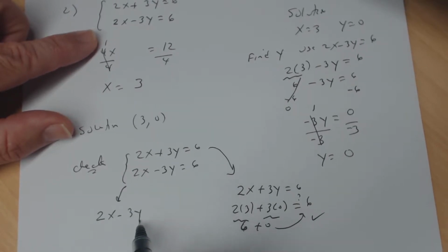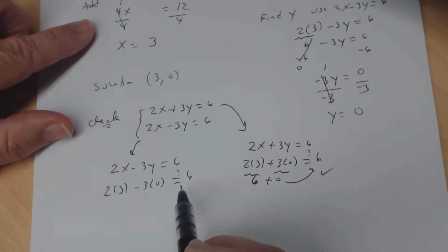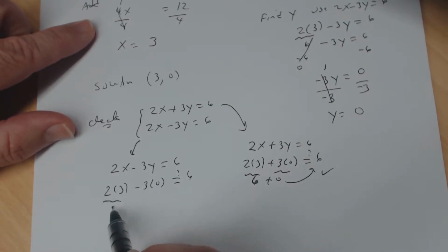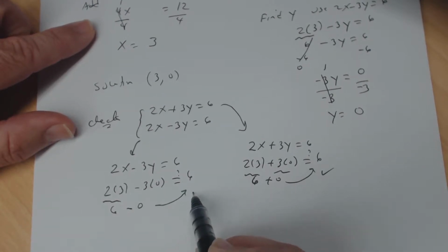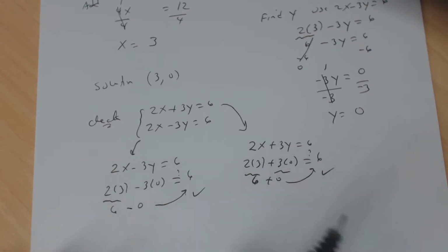2x minus 3y equals 6. So again, x is 3. So 2 times 3 minus 3 times 0, and we'll see if that's equal to 6. That's the question. 2 times 3 is 6, minus 3 times 0 is 0. So minus 0, plus 0 doesn't matter. And so is that equal to 6? The answer is yes. So (3, 0) is your solution.